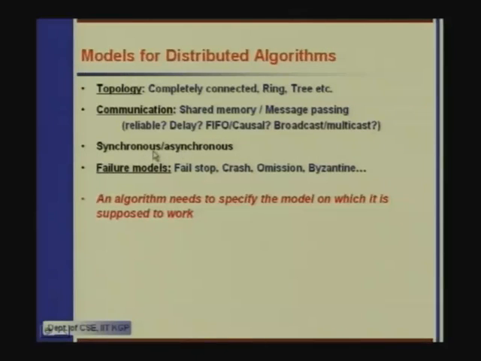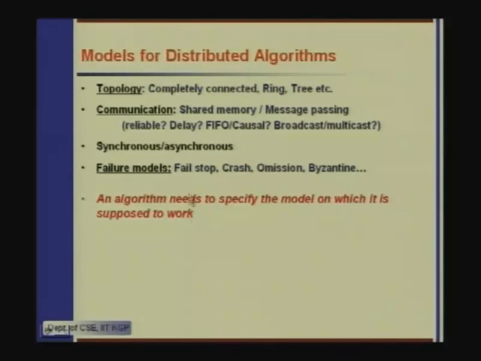Then distributed systems can be synchronous or asynchronous. Similarly, the algorithms can be synchronous or asynchronous. And the failure models can be fail stop, then crash. Crash means that the machine completely goes down. Omission, okay, in the sense that sometimes it is down, sometimes it is up. Byzantine, in which it becomes malicious, it tries to do things to thwart your algorithm.